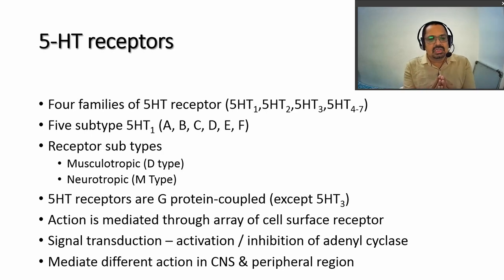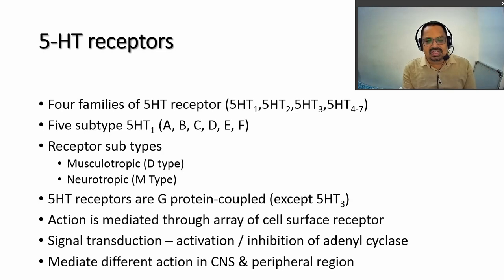Each group, that is 5-HT1, 5-HT2, or 5-HT3, is again subdivided into A, B, C, D, E, F. Depending upon their locations, these receptors are also classified or termed as musculotropic or neurotropic, whether they are present on the muscles or in the neuron or on the nerve. So they are also termed as D receptor or M type of receptor. 5-HT receptors are G protein coupled receptors.